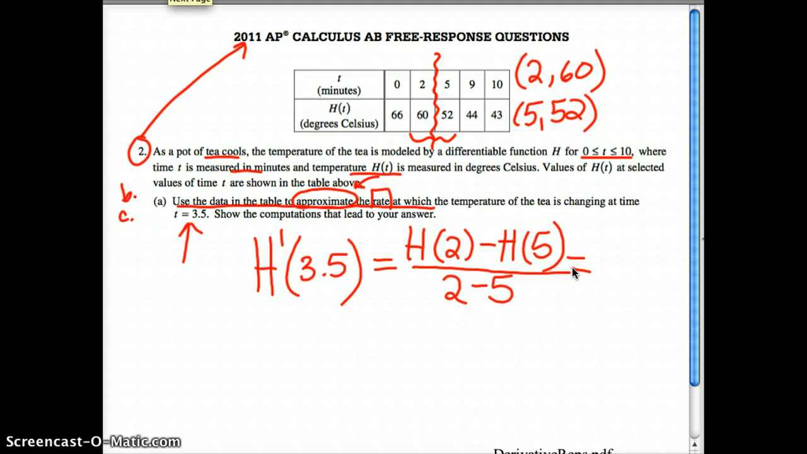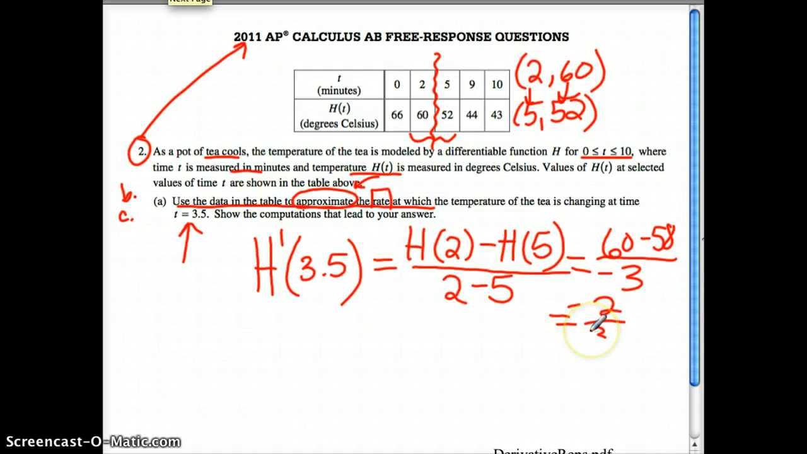It doesn't matter whether my negative ends up on the top or the bottom here. So I've got 60 minus 58 over, and again, it's really just change in y over change in x. So I end up with what, negative 2/3.